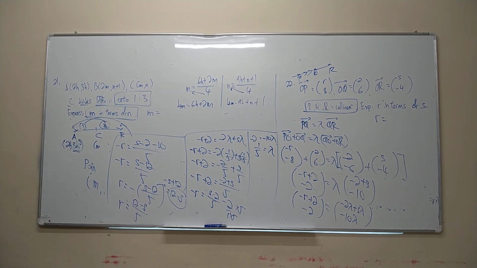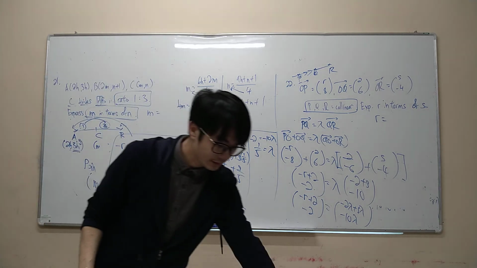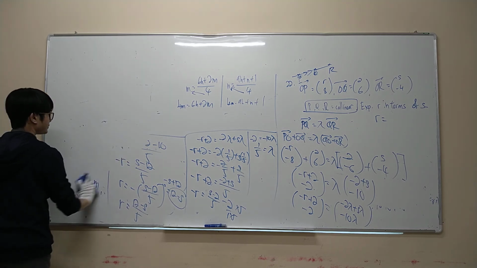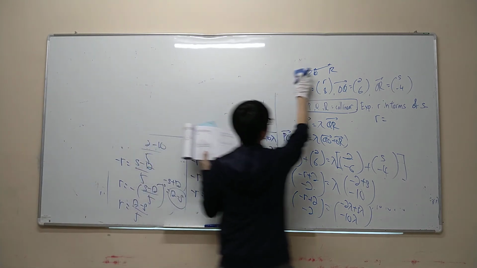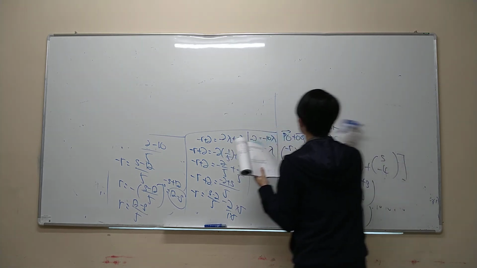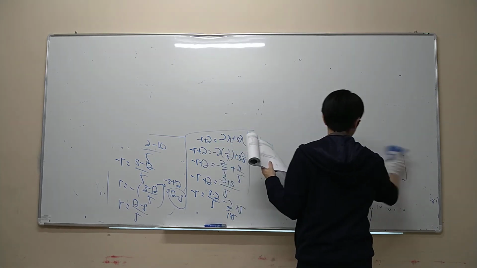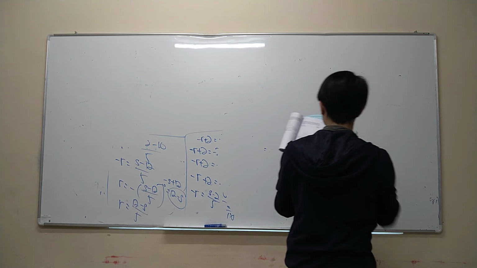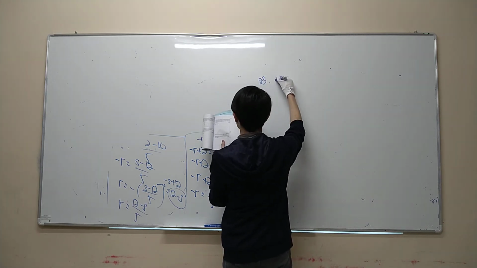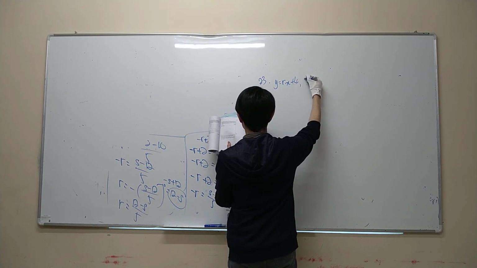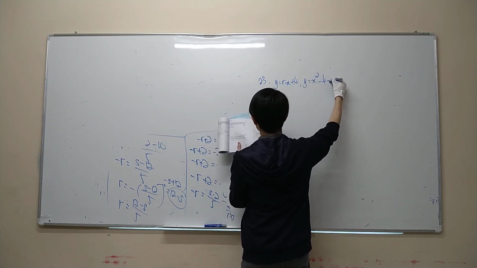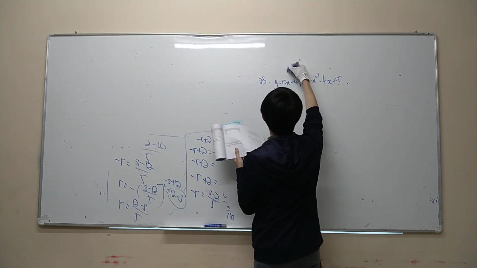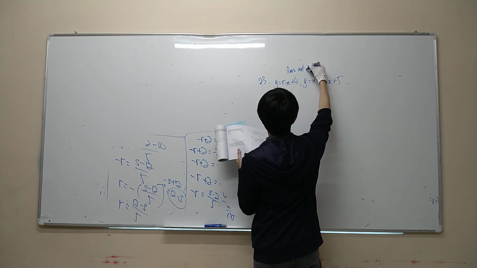Okay, hope you understand. Next question is number 23. Okay, I need to erase. Number 23 is coordinate geometry. This one easy lah. Y equals rx plus 4. Okay, it's not coordinate geometry, sorry. This is actually quadratic.